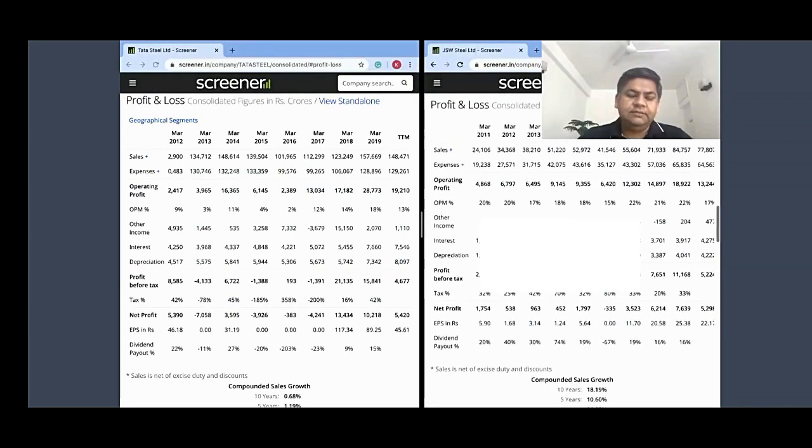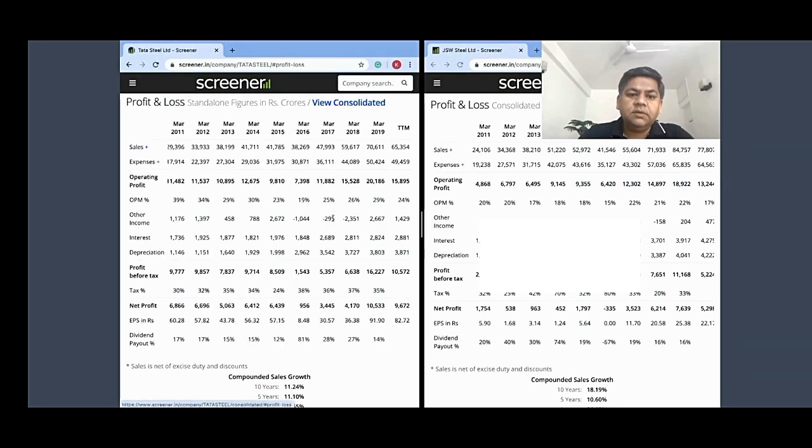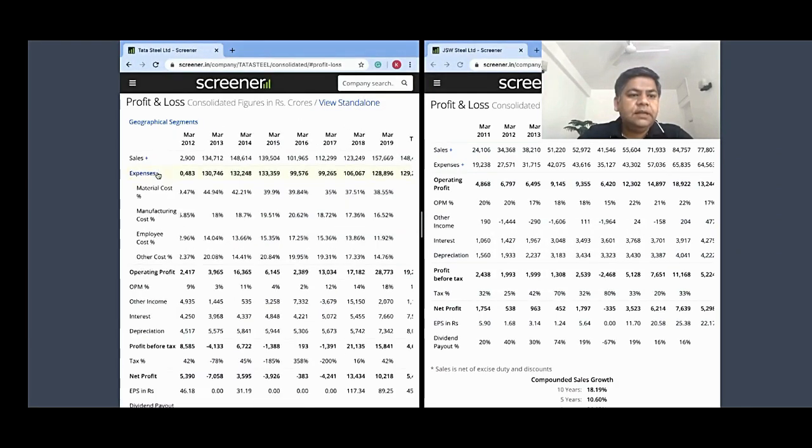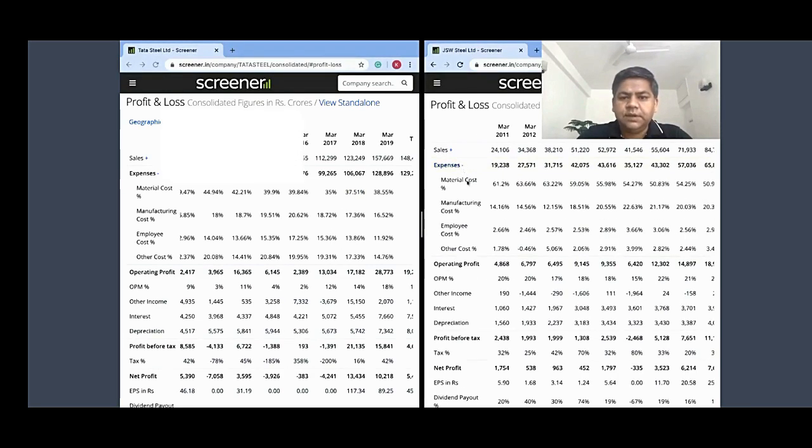Now in consolidated, if you see, the OPM percentage has dropped down to 18% from 29%. Why has this happened? Let me show you. In Tata Steel, if you see, the material cost in consolidated is still 37%, but their total employee cost, and if you see the employee cost here, they are just spending 2.5% on employee salaries. Here, they are spending 11.92% on employee cost, right?